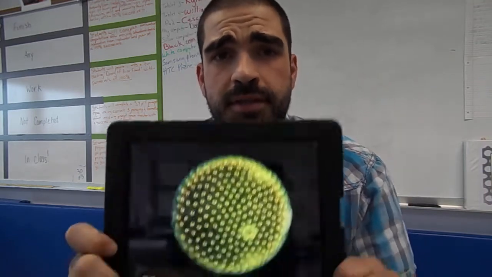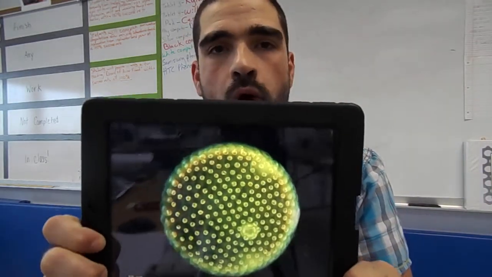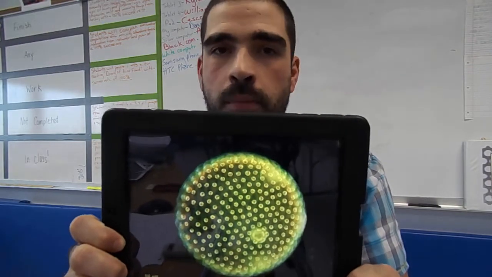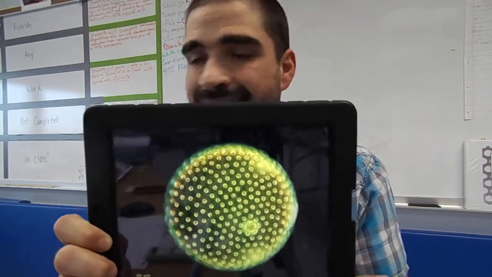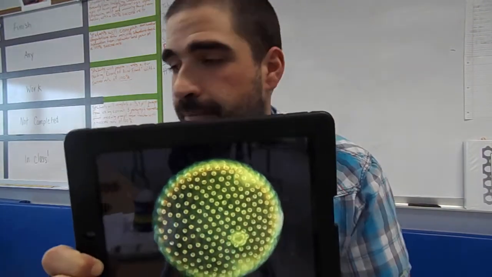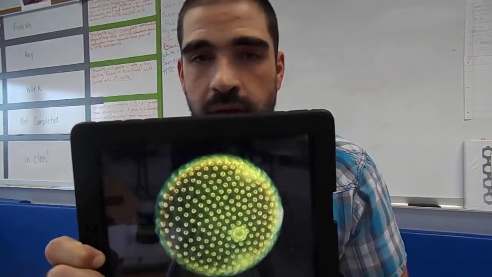I'm gonna have you guys do a few more. The Volvox is a hollow boll. It's a B-O-L-L, not a ball, but a boll, composed of hundreds of flagellated cells in a single layer. So this guy is flat. He looks like a ball, but he's flat. And this is a type of algae. I want you guys to write that down as well. Volvox, V-O-L-V-O-X.